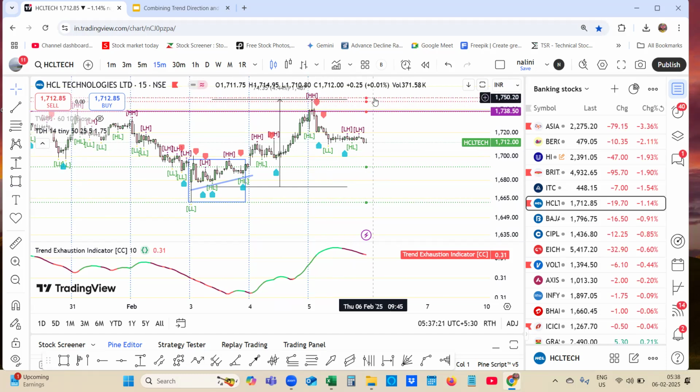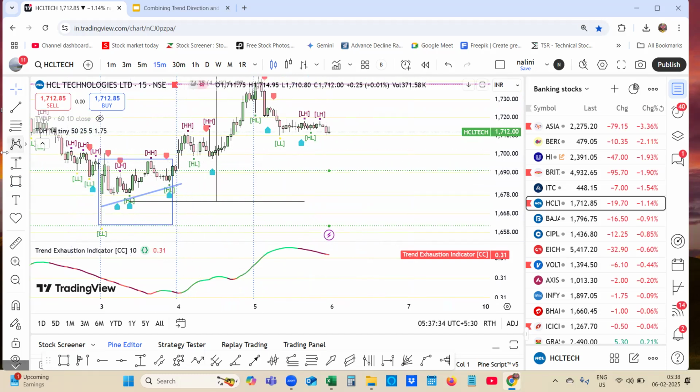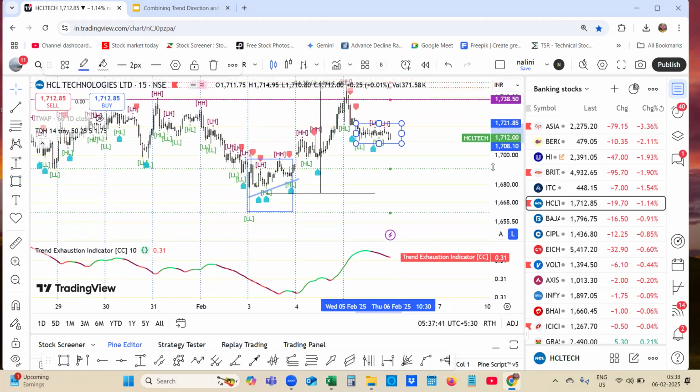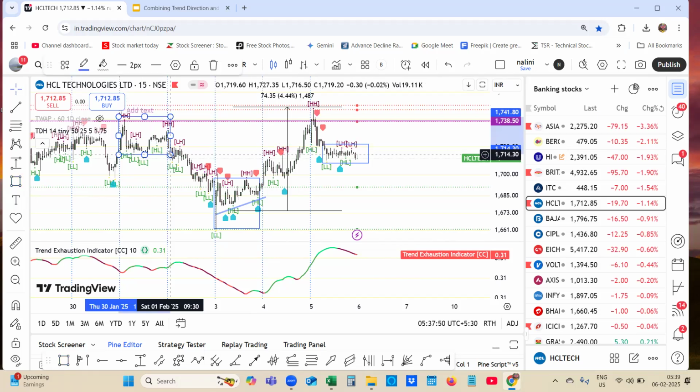So it is plotting the resistance over here. You can see the pivots. From there, it started making a higher low, lower low, higher low. That means it is making a range box over here. It is again making a range box in this area. So this happens actually when the market moves. See, from here, there was a parabolic down move.